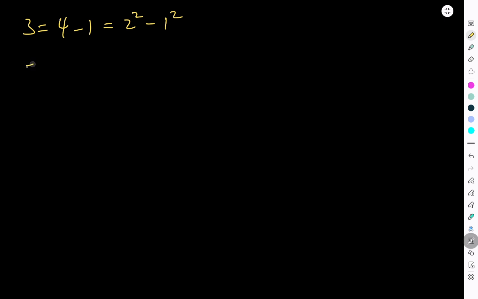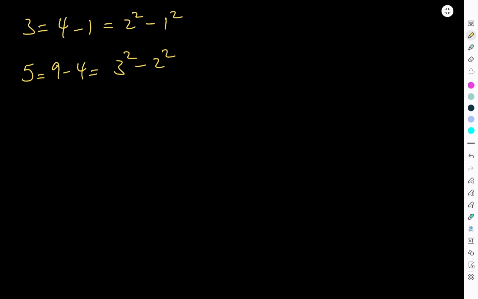What about the second odd number, say 5? Can you write it as the difference of two squares? 5 means 9 minus 4, and 9 means 3 squared, and 4 means 2 squared. Is there a pattern, or are we just getting lucky?